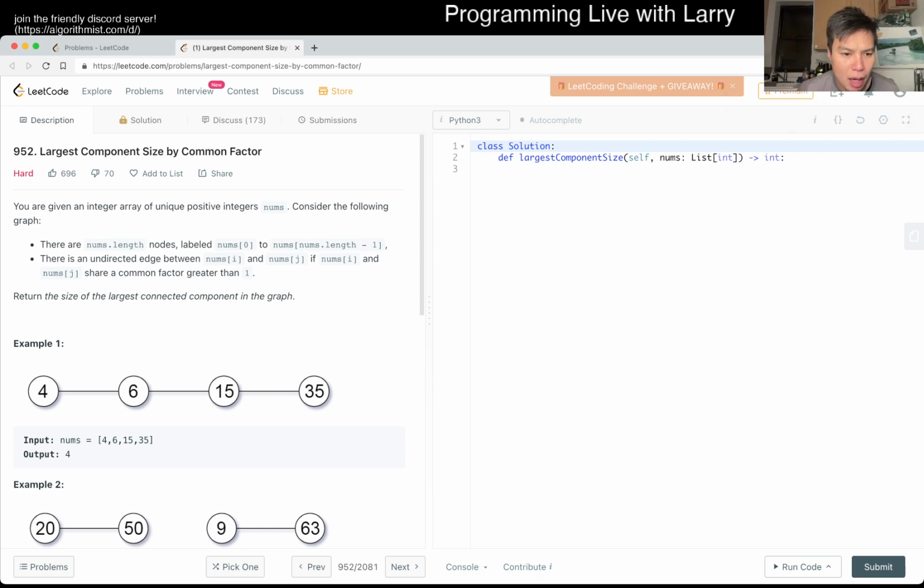Okay, so today's problem is 952, Largest Component Size by Common Factor. Is it hard, supposedly? I am solving this live, so if it's a little bit slow, let me know.